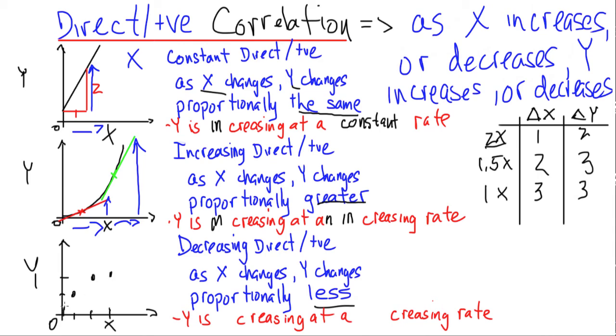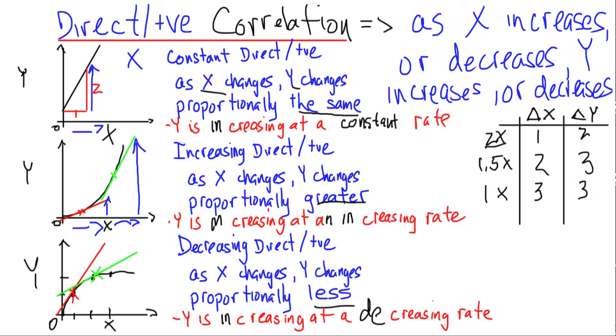So we're getting a curve that flattens out. It becomes less steep. Or we say that y is increasing at a decreasing rate. How do we see this? Initially, at small values of x, the line is steep. But as x gets larger, the curve gets flatter.